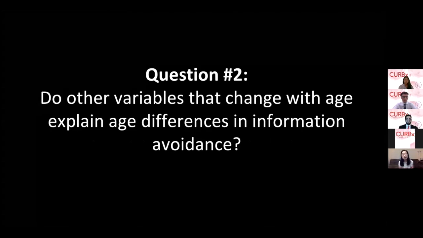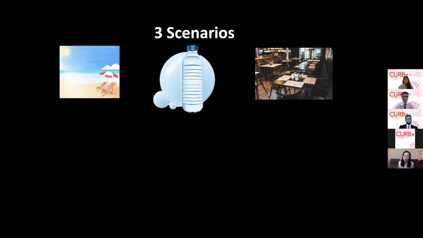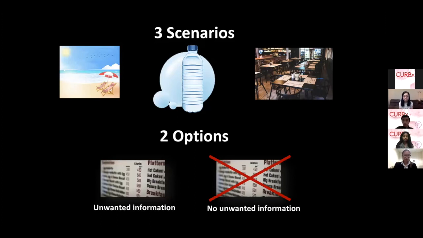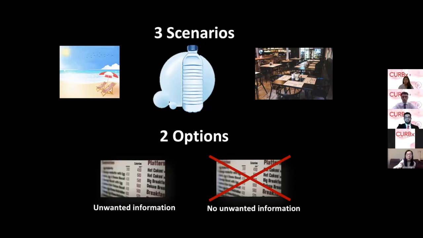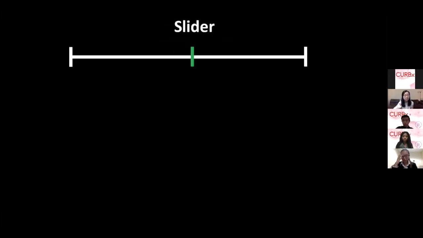For our study, we conducted an online survey and recruited 195 participants. We provided these participants with 3 information avoidance tasks, and each task contained a health-related scenario. Within each scenario, we also provided a choice between 2 options for participants. One option provided information that people may want to avoid, and the other option didn't provide such information. We then asked participants to indicate their preference between these 2 options along a slider.